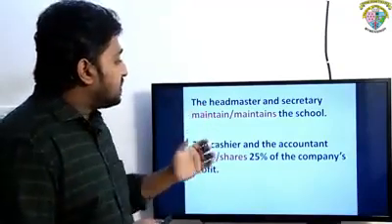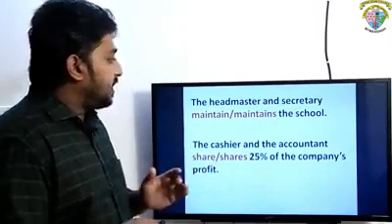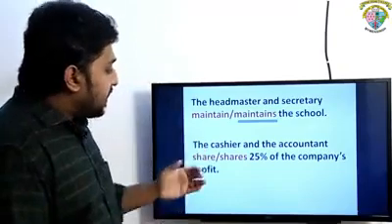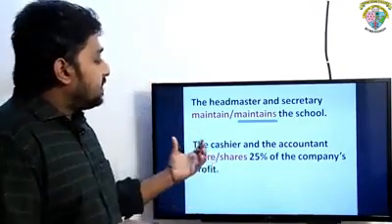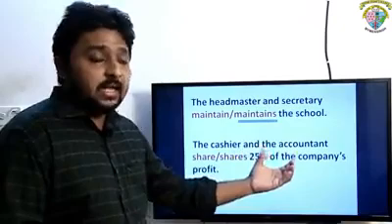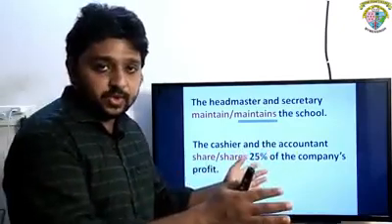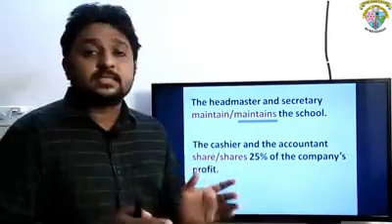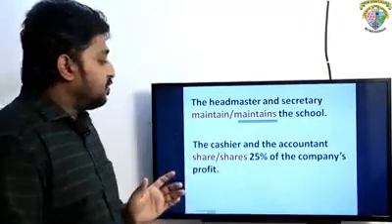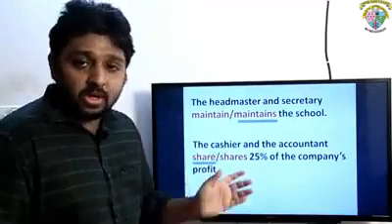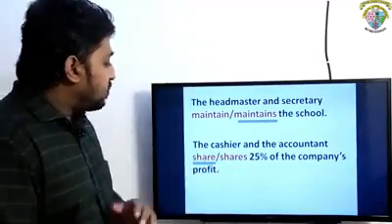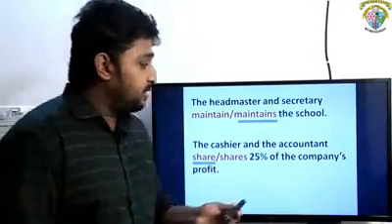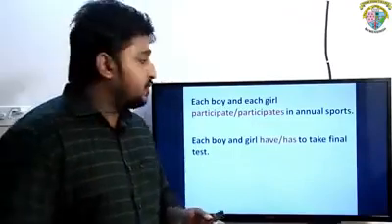So in the first line, the headmaster and secretary maintains the school. The correct answer will be maintains. In the second line, we can clearly see the cashier and the accountant. That means there are two different persons. As there are two different persons, the subject is plural and it will receive a plural verb. So the correct answer will be share. The cashier and the accountant share 25% of the company's profit. Let's move to another puzzle.